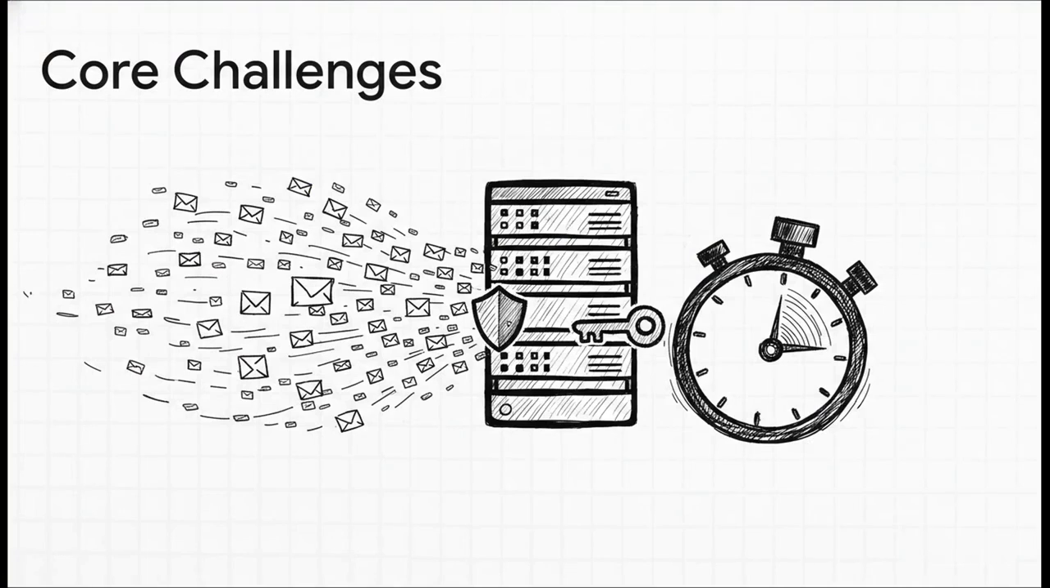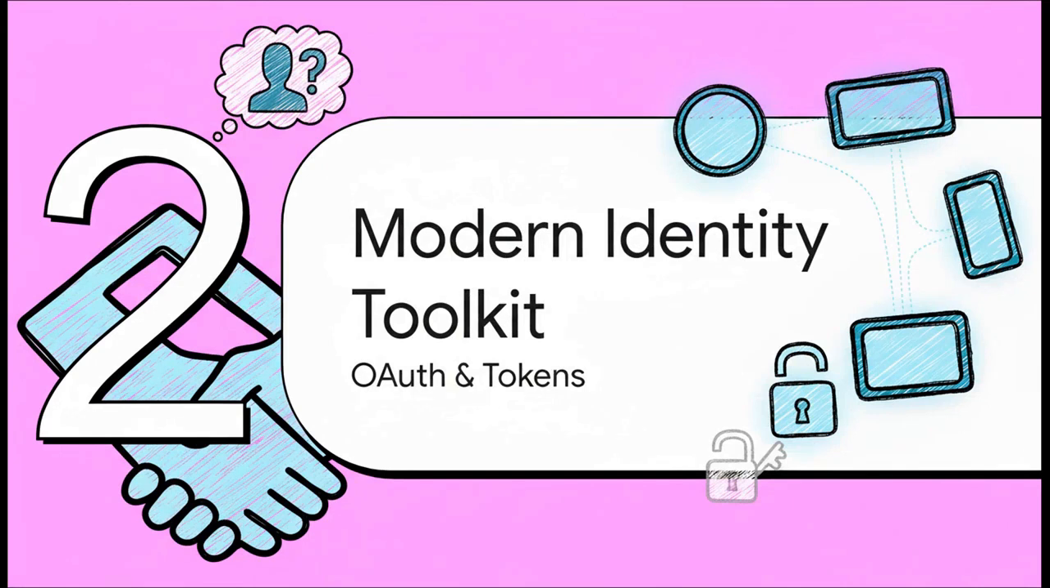Let's be real, the challenges these systems face are enormous. They have to verify identity and check permissions millions of times a second, all without slowing anything down. The secret to pulling this off is to treat identity and permission as two completely separate problems to be solved. So let's tackle that first big question.